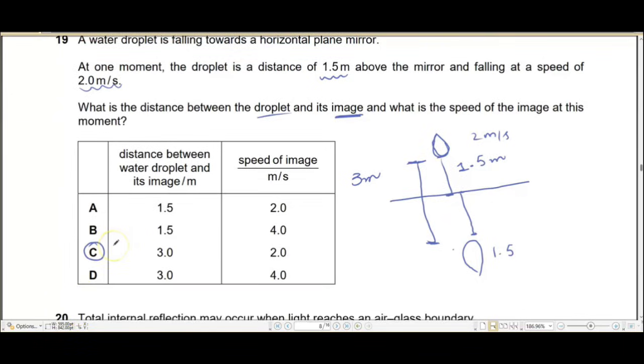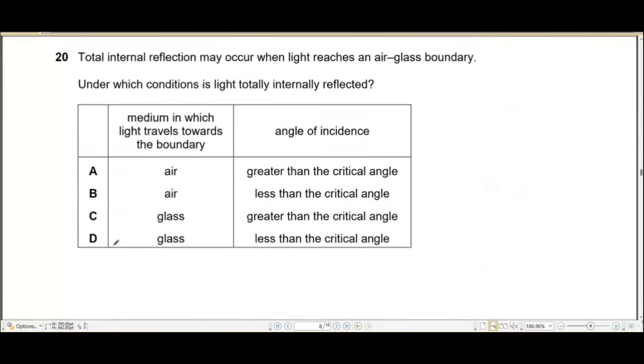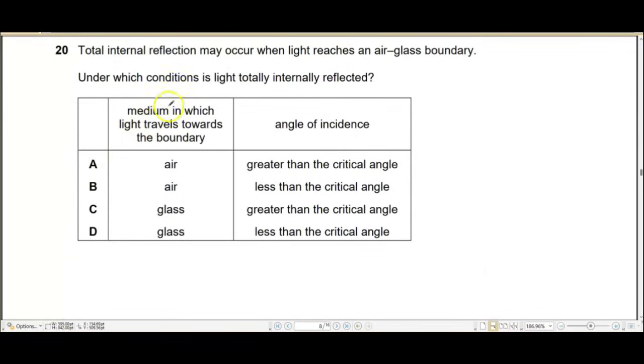Moving forward to question number 20. Total internal reflection may occur when light reaches an air-glass boundary. Under which condition is light totally internally reflected? There are two conditions that have to be met for total internal reflection to happen.